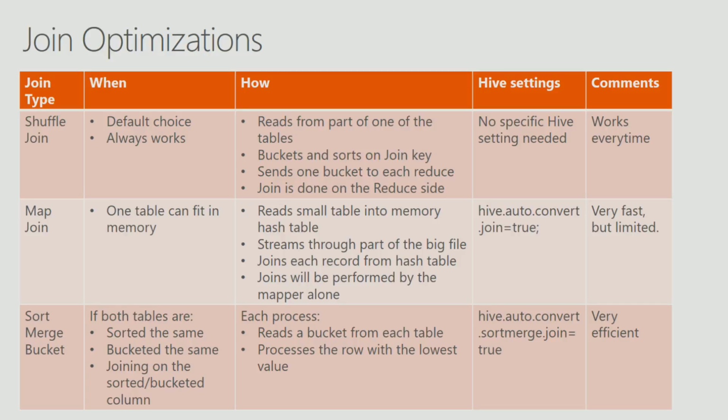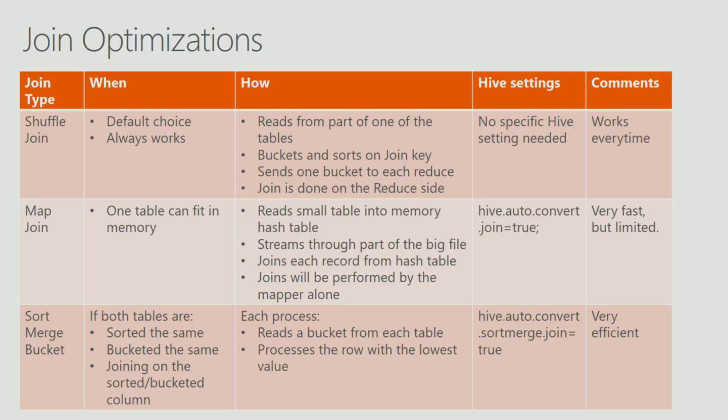The next one is map join, which is the most optimal one. This works as long as you have one big table and one small table, and the small table can fit in memory with the big table where the join can happen. So if you think about it, there are two mappers. Each mapper has the small table in memory, so it can just do the hash right there. So the reducer is not used for join here, only the mappers. And you can do that by using Hive auto convert join true. It's very fast, but like I said, it's limited, because how many times do you have a big table and a small table? But when you do, you should use it.